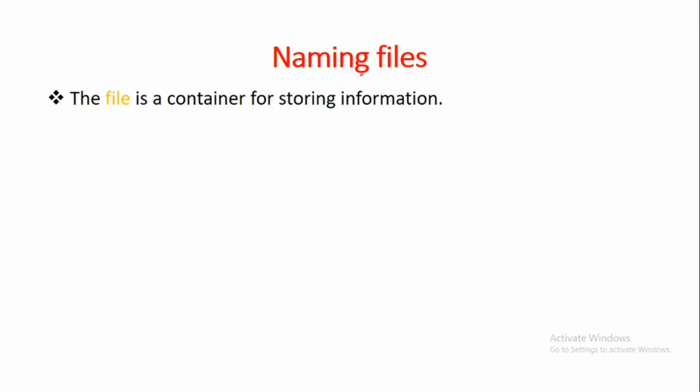Now let us see the concept of files in Unix. So before going through naming files, we have to understand what exactly a file is, right? A file is nothing but a storage, a container for storing information. Any information that needs to be stored in a system has to be stored in the form of a file, right? And the specialty about Unix is that it sees everything as a file. Even directories and hardware devices are seen as a file.